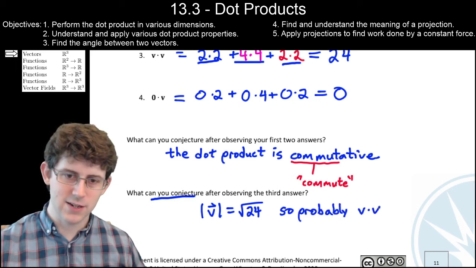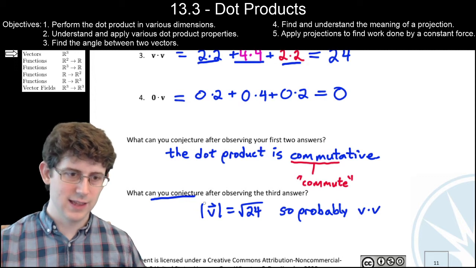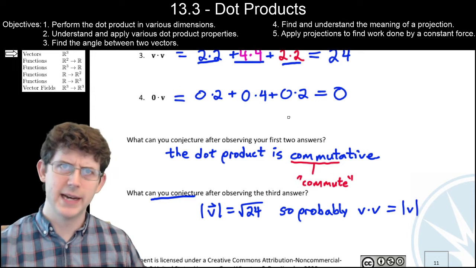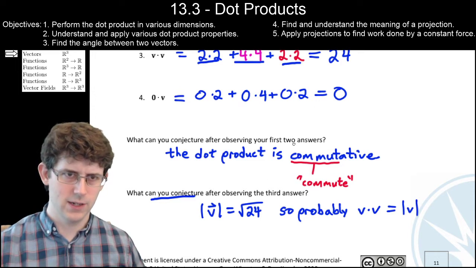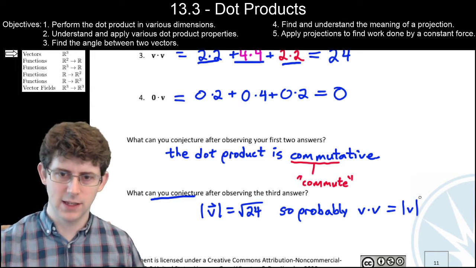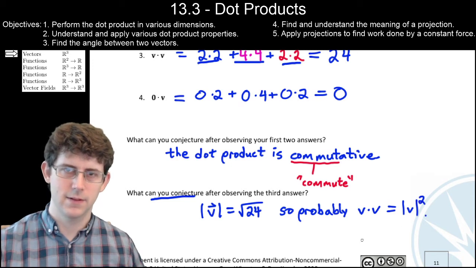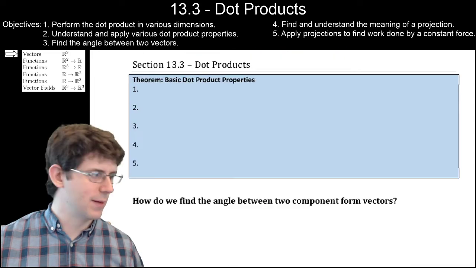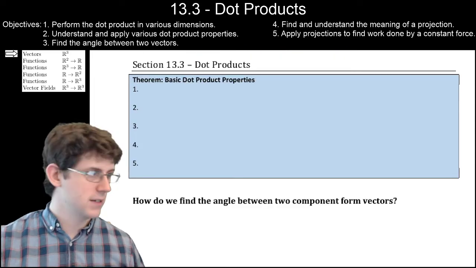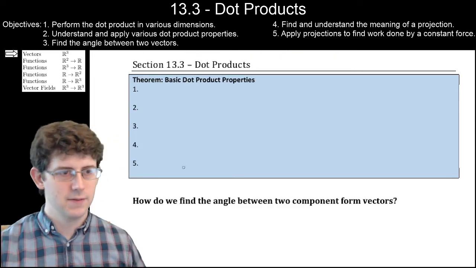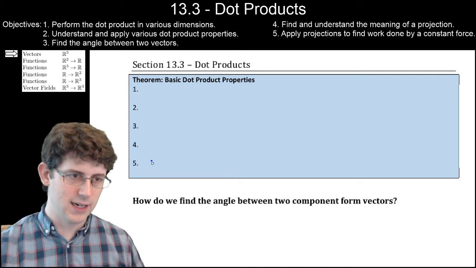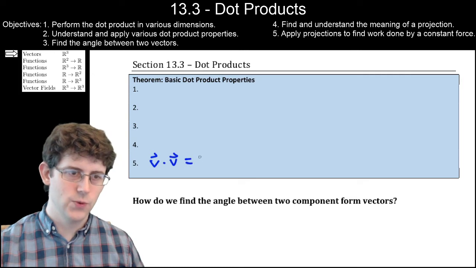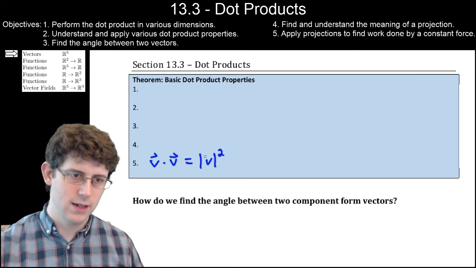So probably if you dot 2 vectors together, you get the same thing as the magnitude, except we're off by a square here. So it looks like the v dot v came out to the magnitude squared. So I think we should immediately write some dot product properties down. Yeah, good. That'll be one of the dot product properties. For whatever reason, we're listing that as the 5th one here.